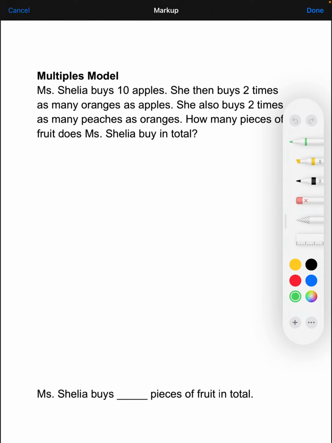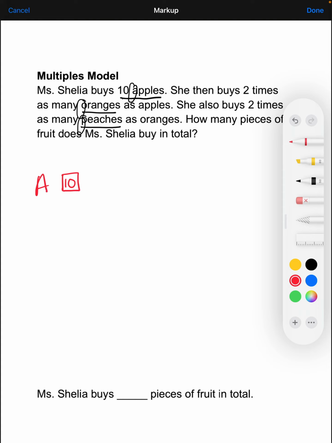So looking here, I'm going to know that I'm comparing apples. The other fruits is oranges. And our final fruit will be peaches. So I'm going to use A for apples, O for oranges, and P for peaches. So beginning with that, I'm going to start off with my model for apples. I know that apples represents 10. So I'm going to draw my model, A for apple, and I know that there are a total of 10 apples Miss Sheila will buy.